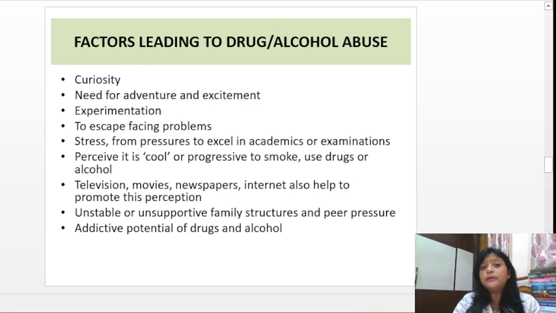Now, once some people have taken these drugs and alcohol, some are able to come out, but some get addicted. Some start depending on these drugs and alcohol every day to relieve themselves from the stress and pressure. So again, this is the addictive potential.